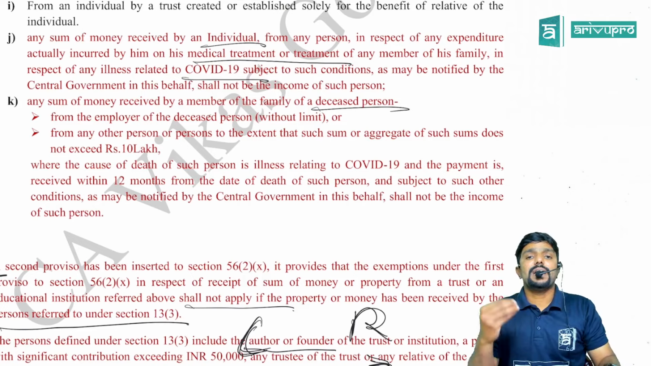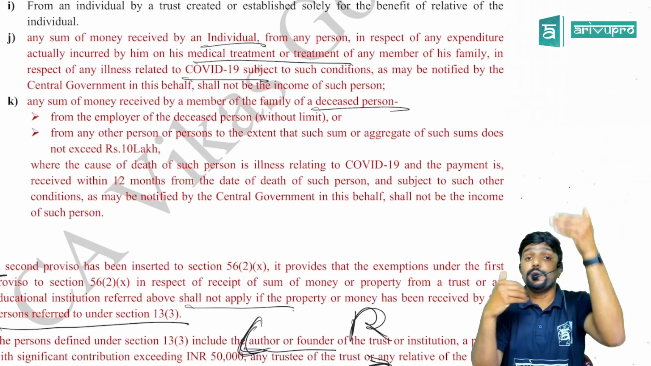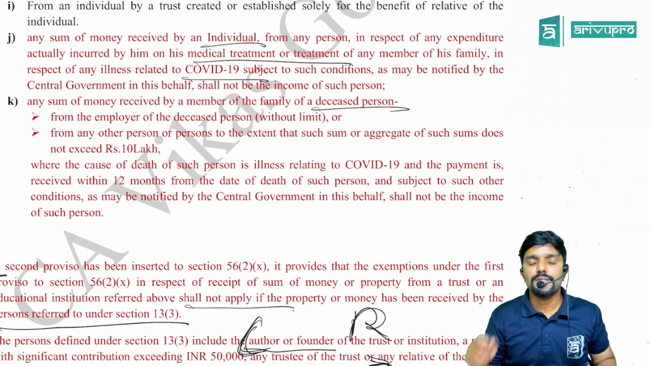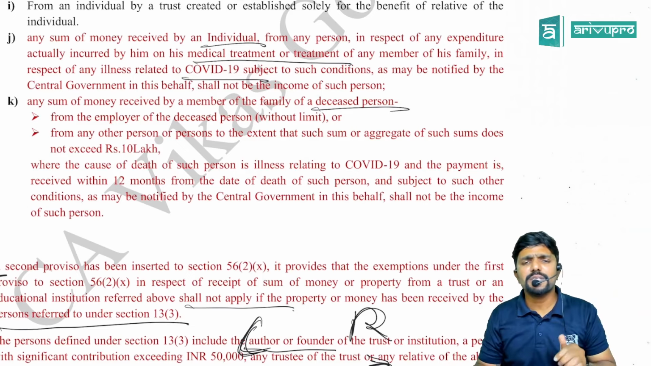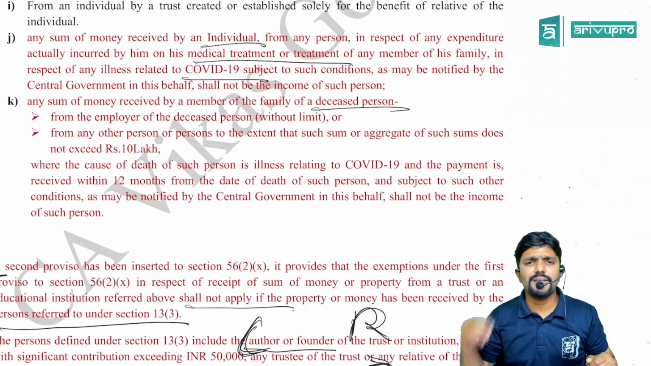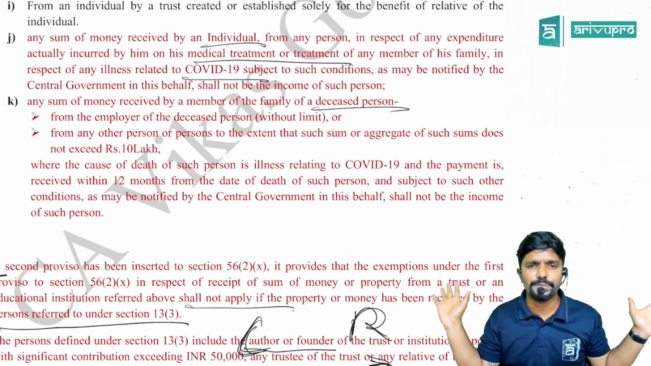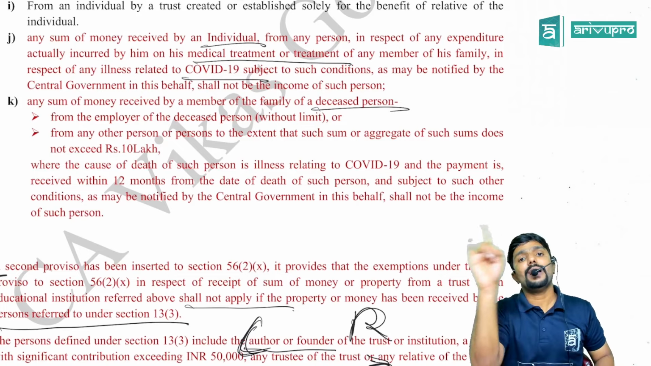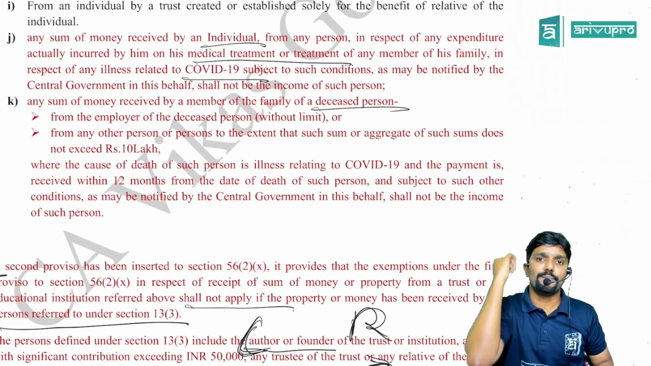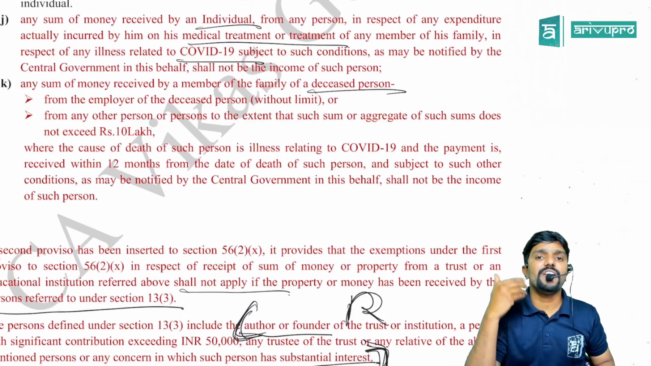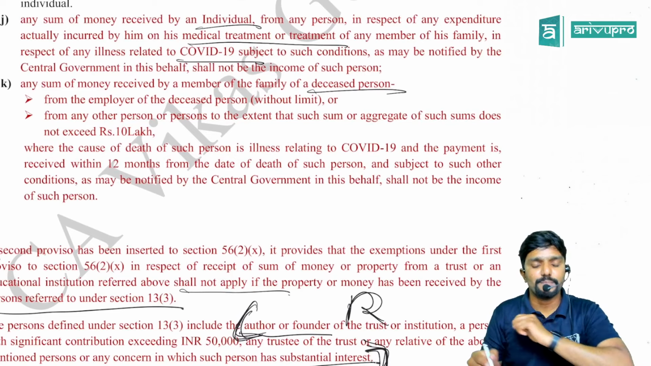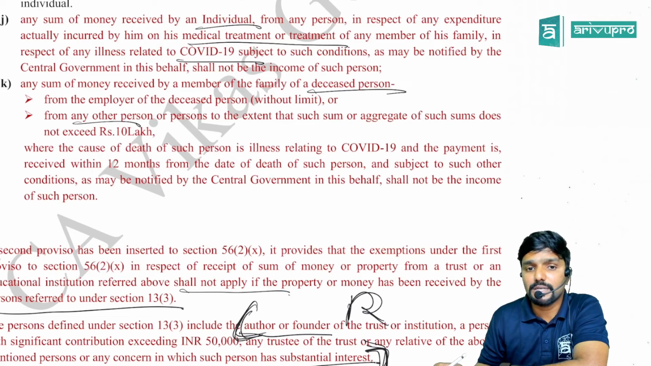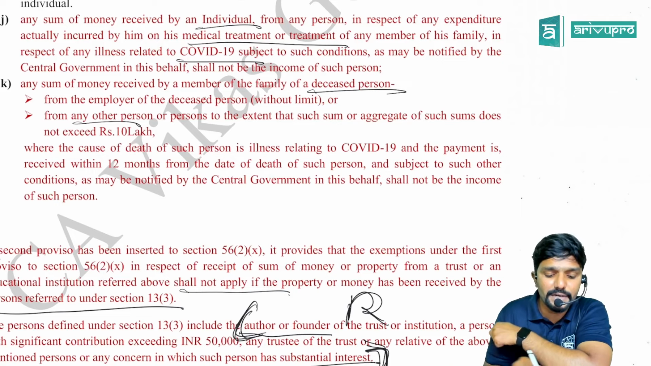Assume a person has died. Now due to COVID, his employer is giving compensation to his family members, then nothing is taxable, irrespective of the compensation, whether the compensation is 5 lakh, 50 lakh, 100 crore, whatever the amount, nothing is taxable, guys, if the employer is giving to the family members of his deceased employee. Okay, sir, what if anyone else is giving? From any other person or persons, to the extent that such sum or aggregate of sums does not exceed 10 lakh.